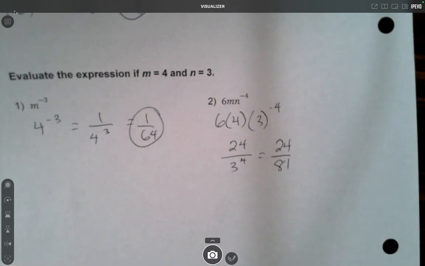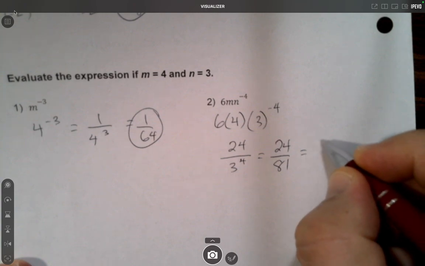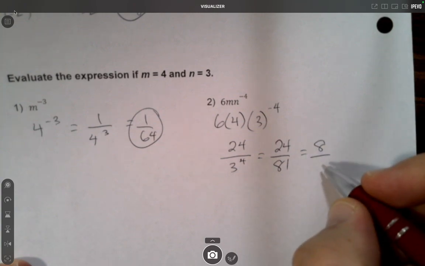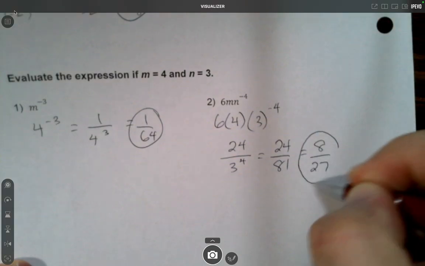So we got to think, okay, we have a fraction, but we've got to reduce it. What number goes evenly into both 24 and 81? Well, one of them would be 3. 24 divided by 3 is 8. 81 divided by 3 is 27. And there's no number that goes evenly into both 8 and 27. So that is our final answer.